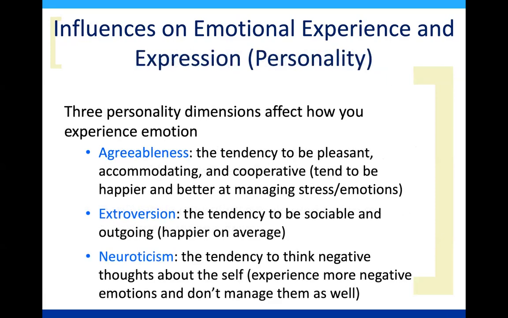There are 3 personality dimensions that have the potential to affect how you experience emotion. The first one is agreeableness. This is the tendency to be pleasant, accommodating, and cooperative. And people that are agreeable tend to be happier on the whole and also better at managing their stress and emotions. There is also extroversion. This is the tendency to be sociable and outgoing. These people tend to be happier on average.